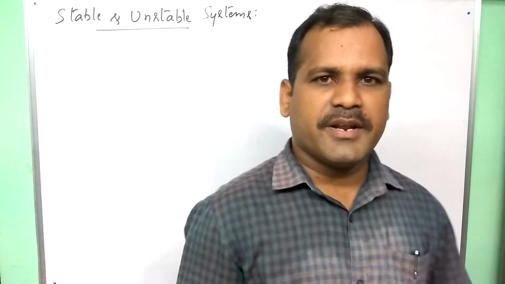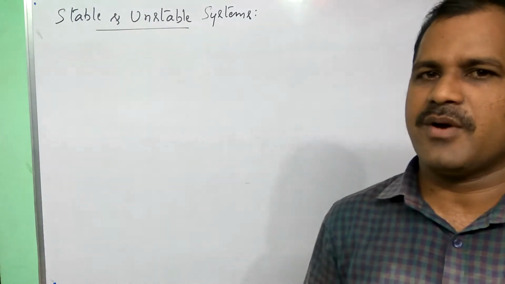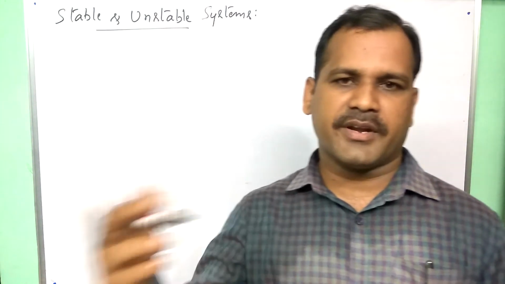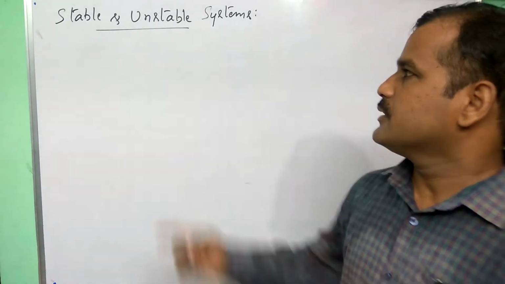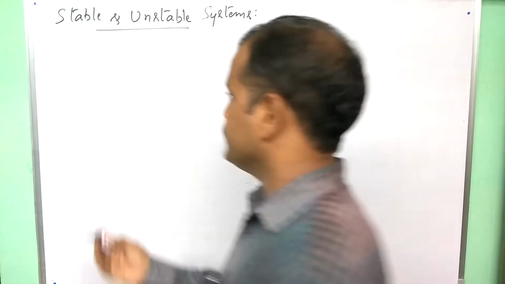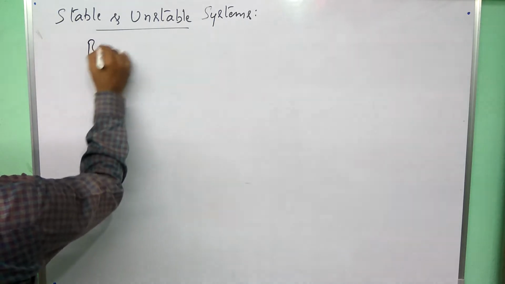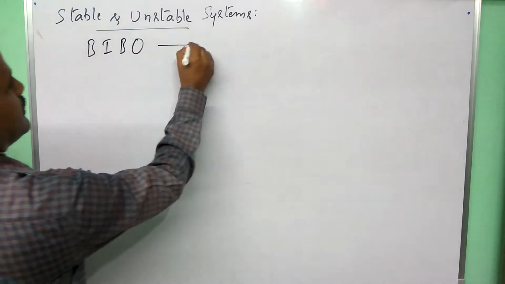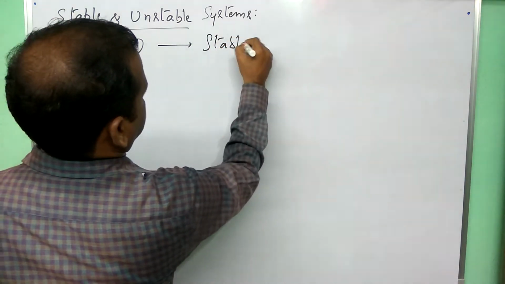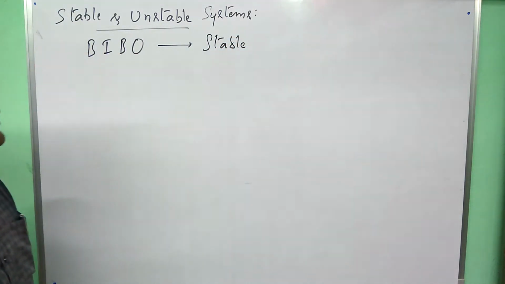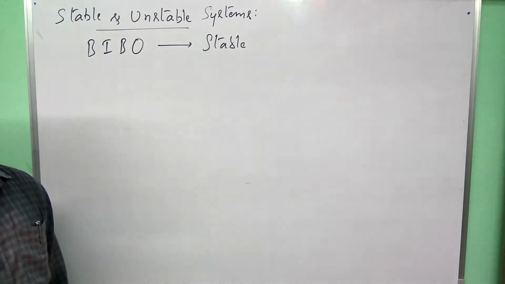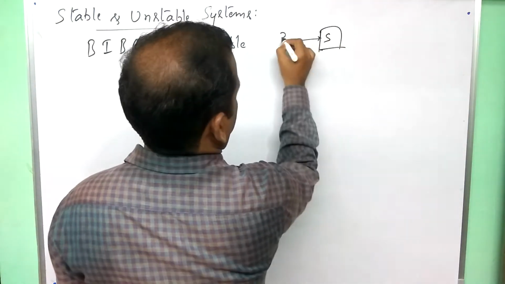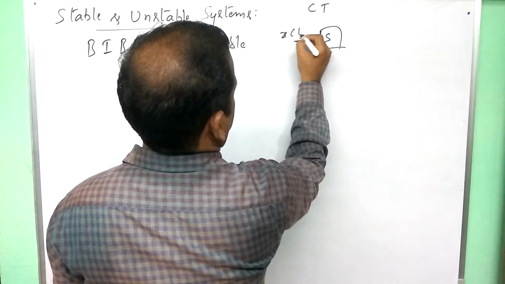So first, I will explain how to check the stability with the help of one example. Also, I will tell you some more important examples in GATE practice videos. See, the stability condition. It is simply bounded input, bounded output means stable system. Very simple to remember.